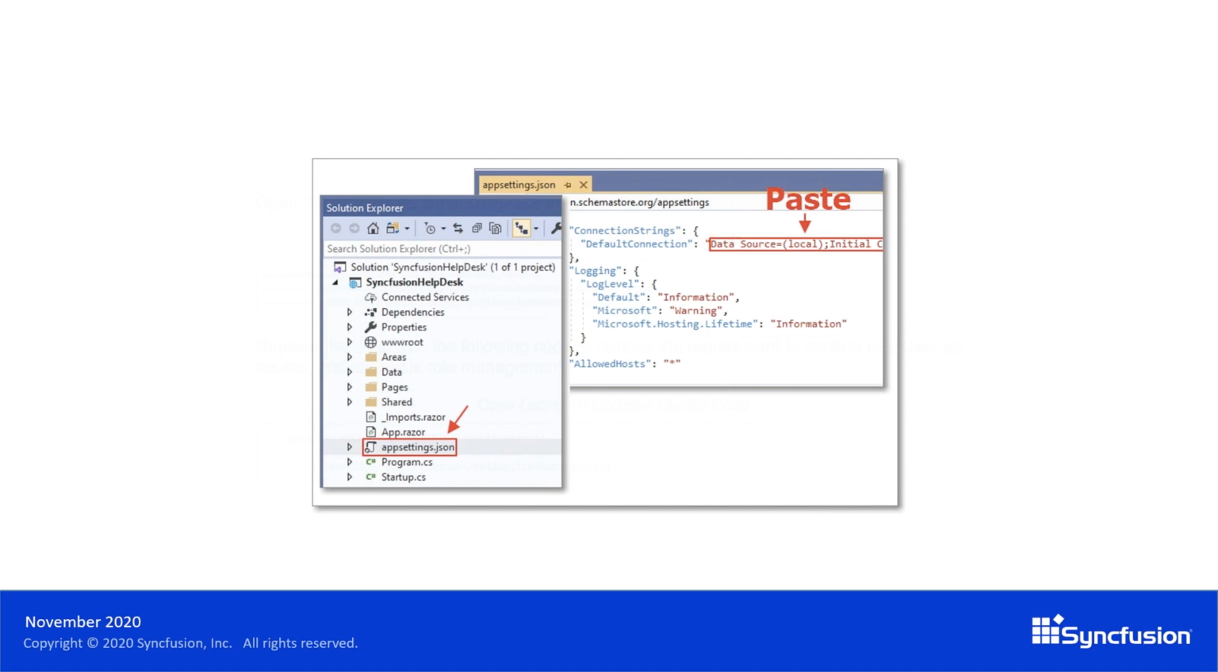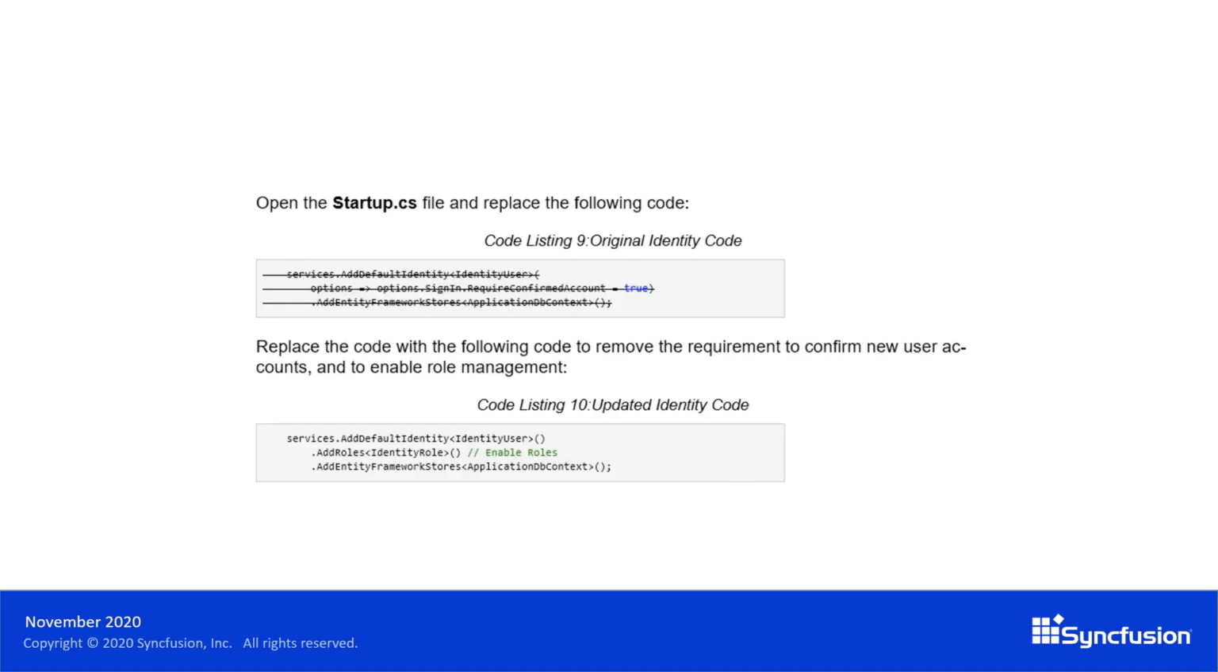However, the database is currently empty at this point, so the tables need to be created. In the startup.cs file, you'll take out the code that you see here and replace it with the code at the bottom. This enables roles.